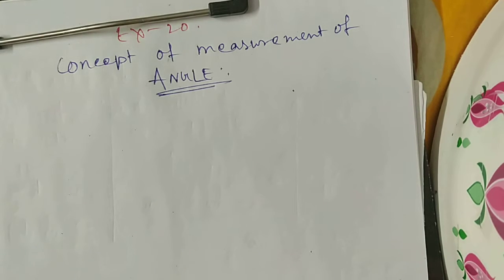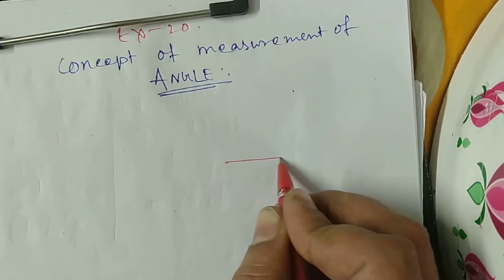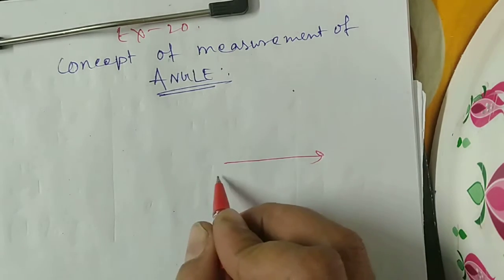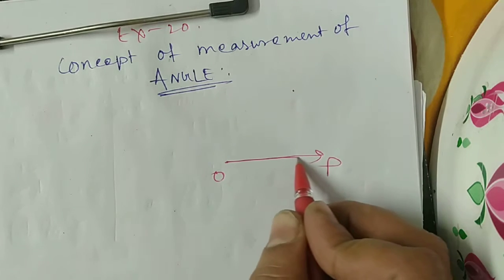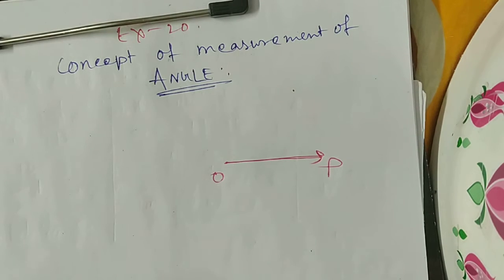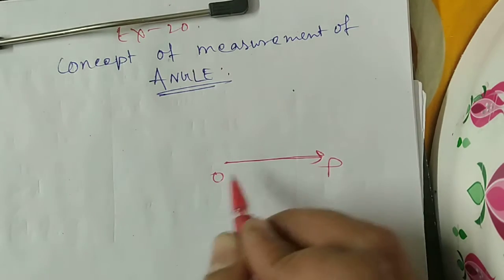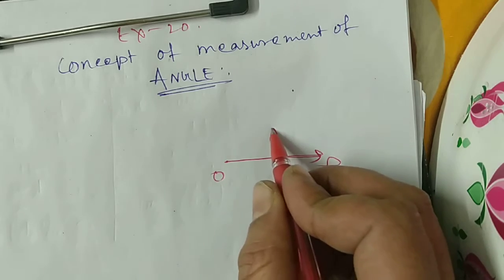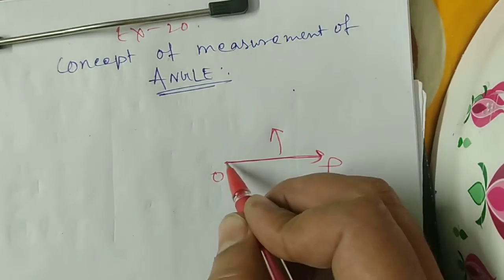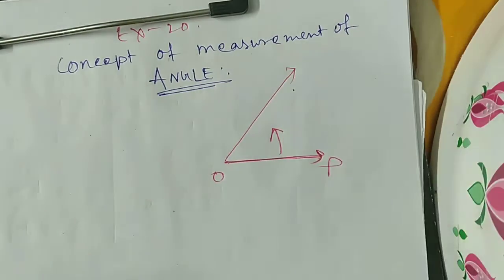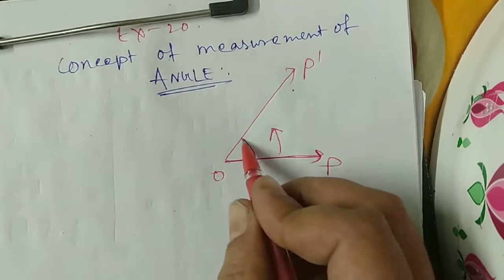So at first, what is the angle? Angle means, everyone see that, suppose this is a ray and the name of this ray is OP, and this is the initial position of the ray. If this ray rotates in the anti-clockwise direction, this is the initial position of the ray and this is the final position of the ray, that is OP dash. Then this is called an angle.